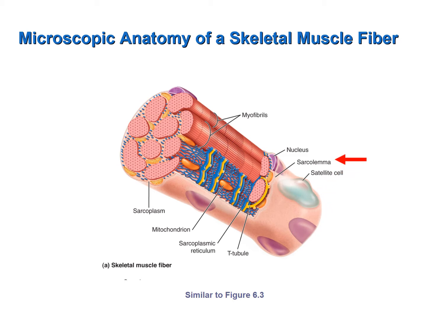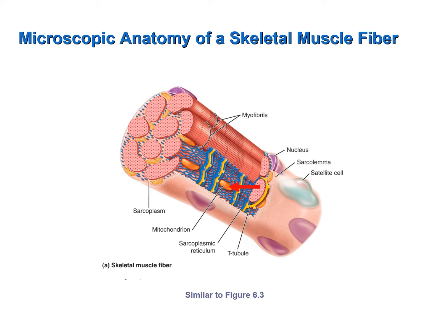The sarcolemma again is the plasma membrane of the skeletal muscle fiber. Shown here in yellow are what are called T-tubules. T-tubules are extensions of the sarcolemma that run deep into the skeletal muscle fiber. And what these T-tubules allow is for action potentials to move deep into the skeletal muscle fibers. And those action potentials play very important roles in allowing skeletal muscle fibers to contract, as you will see later.